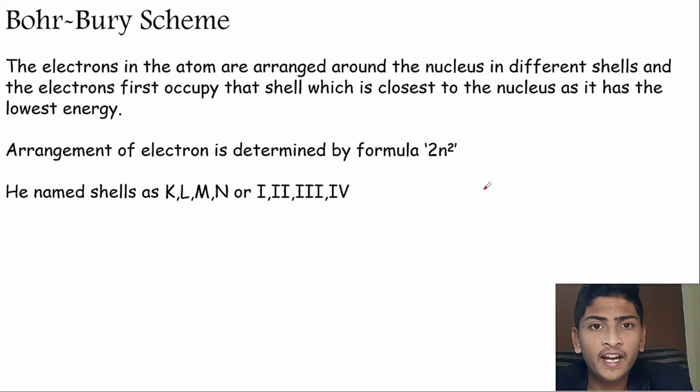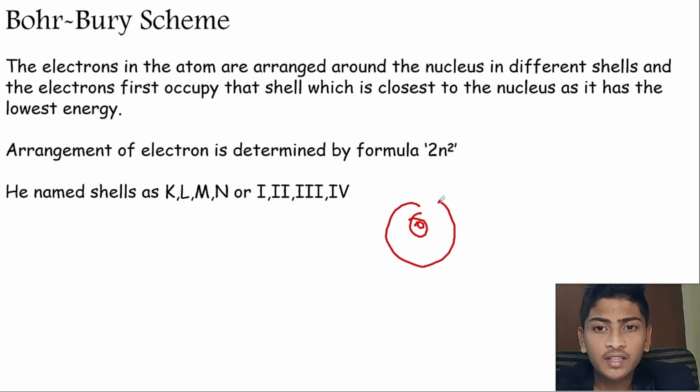The arrangement of electrons in the atom was given by the Bohr-Bury scheme. These two scientists initiated the finding of the arrangement of electrons. This arrangement of electrons is determined by the formula 2n squared. If this is the nucleus, here they start to arrange the electrons. Here n is the number of the orbit.